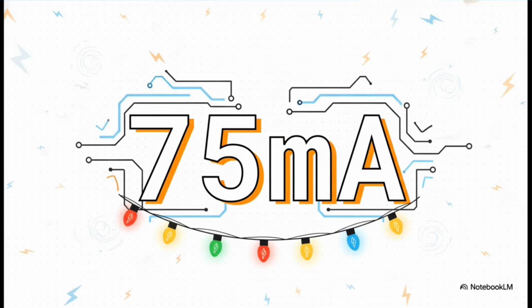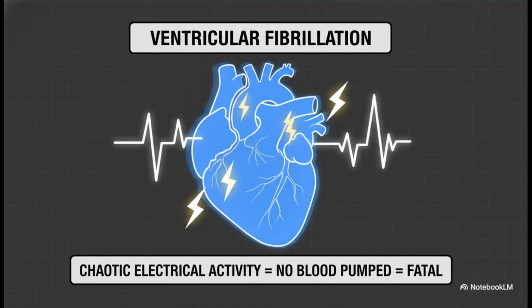Let's just focus on this one number for a second, 75 milliamps. To give you some perspective, that's less current than what's needed to light up a single old-school Christmas light. That's it. At 75 milliamps, that tiny amount of current, if it passes through your chest, can completely override your heart's natural pacemaker. It's called ventricular fibrillation. The heart muscle just starts to quiver. It flutters instead of pumping. And if that happens, it's not pumping any blood. It's fatal in minutes without a defibrillator.